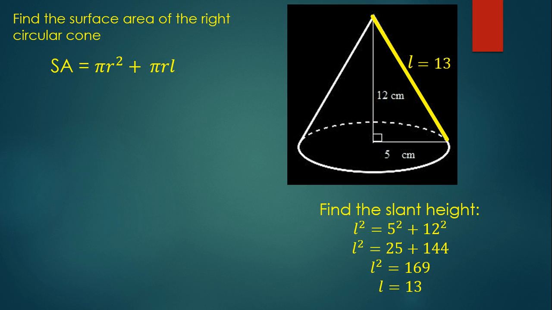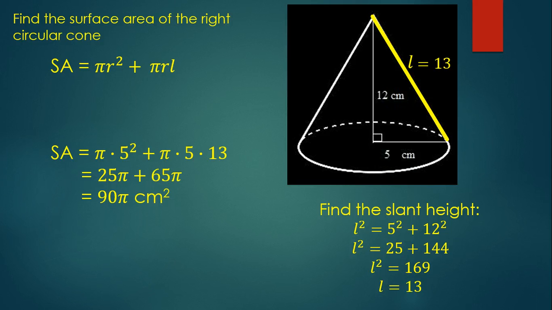So now we have everything we need, because to find the surface area, we need pi times the radius of that circular base squared, so pi times 5 squared, plus pi times that 5, that's the radius, times the slant height, which is 13, which gives us a surface area of 90 pi square centimeters. Remember, we're measuring an area this time, so our unit of measurement has to be in square units.